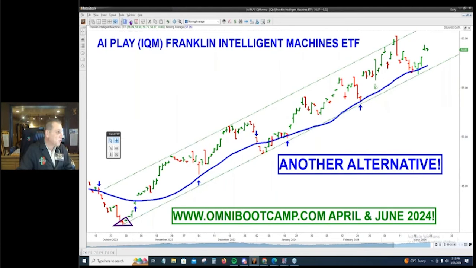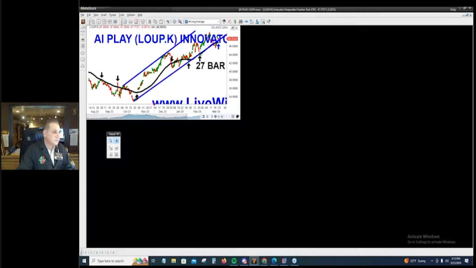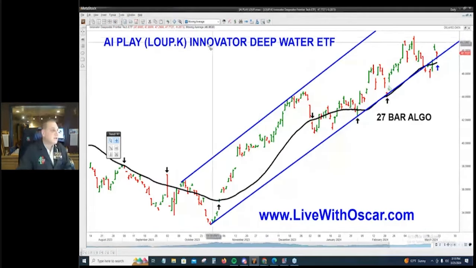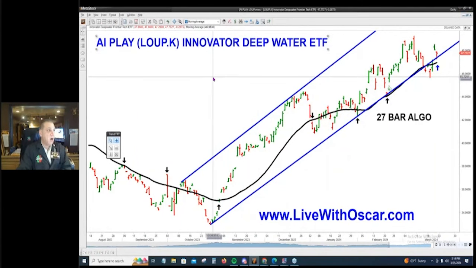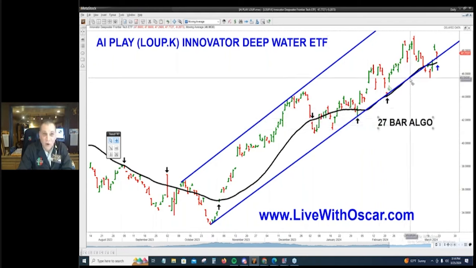But this one in your grouping as well. Then we move to another. And this one is called LOUP on MetaStock. Once again, Wall Street and these particular ETFs, they just love the 27-bar algorithm. They are all over it.